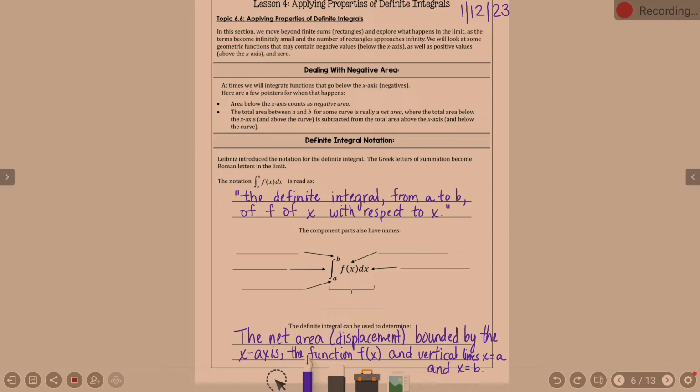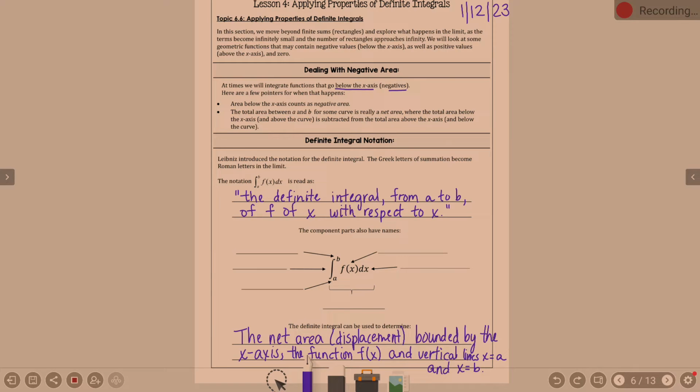all of that. Now, we've already talked about the area that goes below the x-axis is negative, right? You have to keep that in mind, and that will still come into play. Area below the x-axis counts as negative area. The total area from A to B for some curve is really a net area, where the total area below the x-axis and above the curve is subtracted from the total area above the x-axis. Whatever's below the x-axis, it's negative or you're subtracting it, depending on your situation.